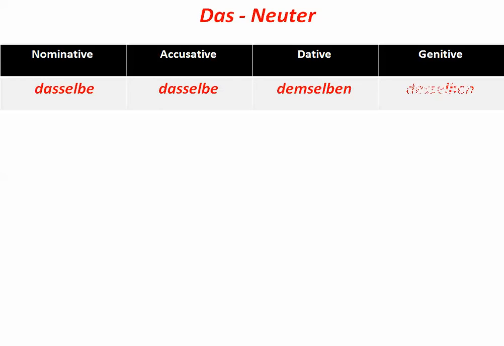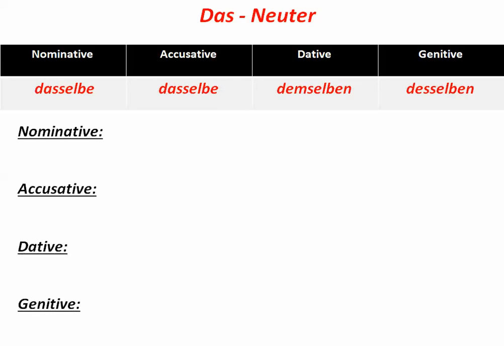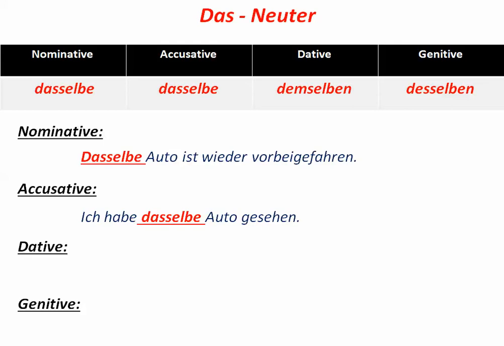Neuter nouns. So here we're going to use das words and we're going to use Auto. Dasselbe Auto ist wieder vorbeigefahren. The same car has gone by again. Ich habe dasselbe Auto gesehen. I have seen the exact same car.